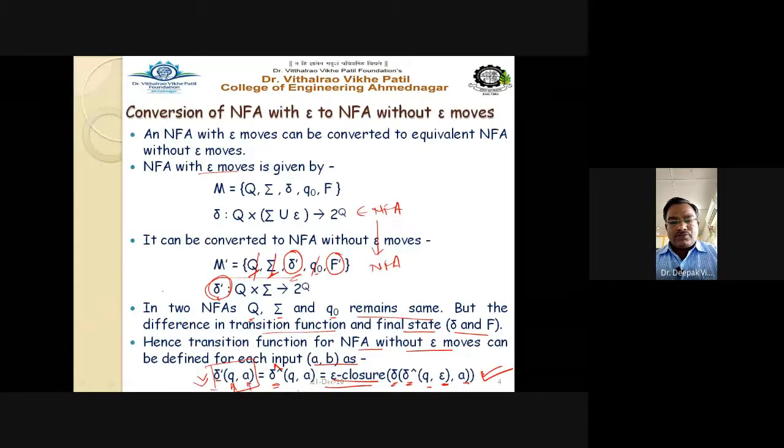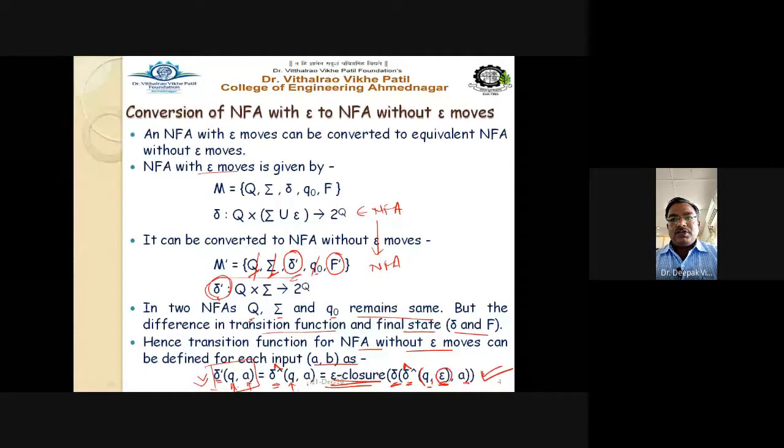The formula given here for the delta dash calculation is delta dash (q, a) equal to ε-closure. Here q means any state, q0, q1, q2, q3, and a means any input, either a, b or 0, 1. See the formula carefully: ε-closure of delta of (delta cap of q comma epsilon).